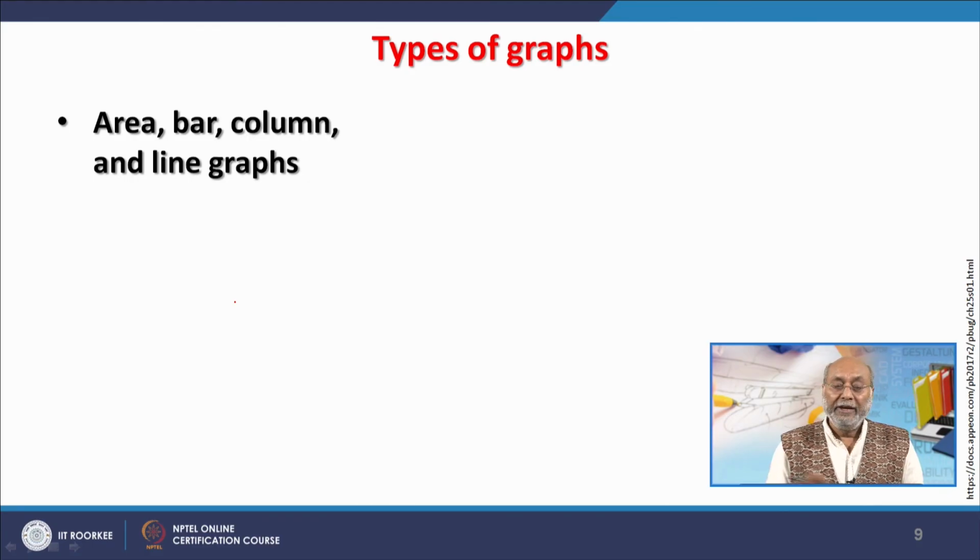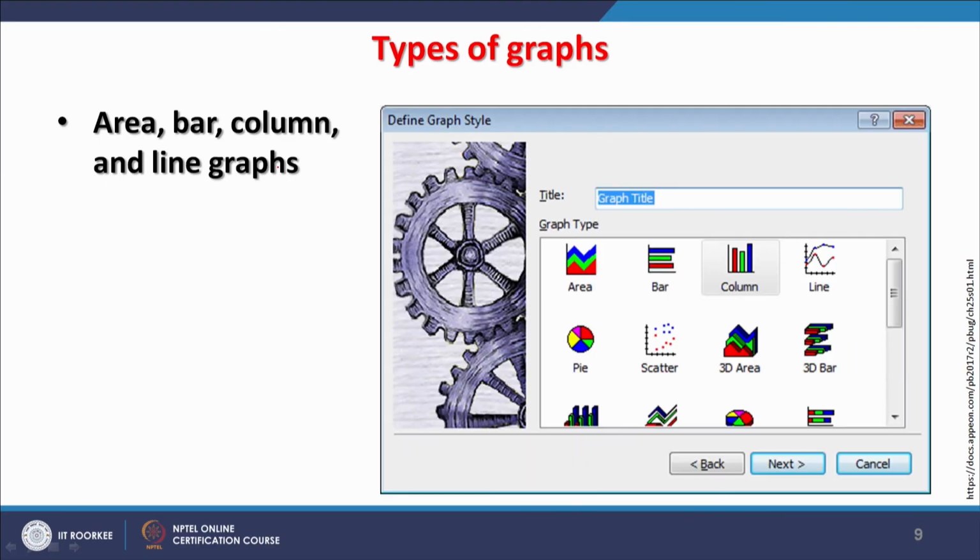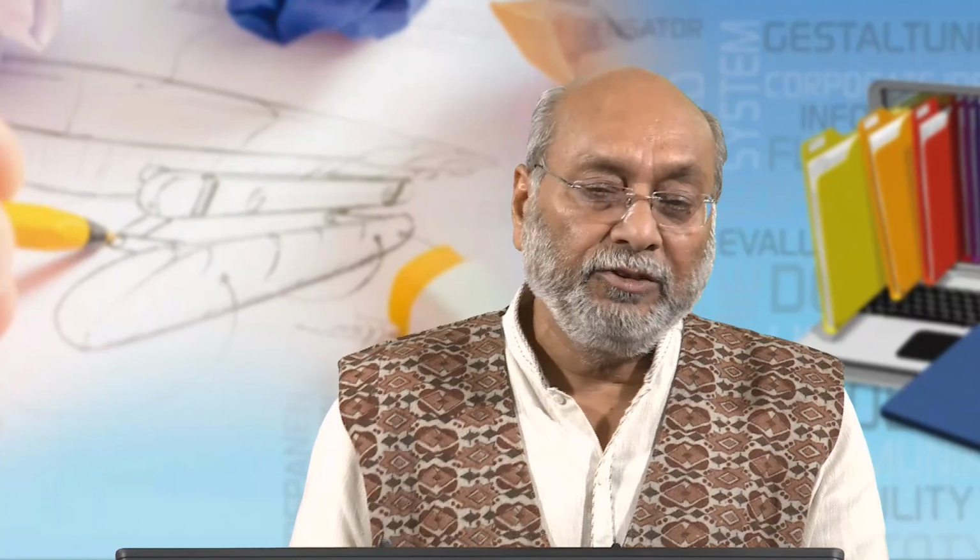Types of graphs, various types are available. This list might not be exhaustive either. So you may have an area graph, bar and line graphs. Like if I open Excel, then see that area, bar, column, line, pie chart, scatter, 3D area, 3D, and this list goes on. But as mentioned earlier, if it is a simple thing you want to communicate, do not complicate your figures. Keep it simple as far as possible.